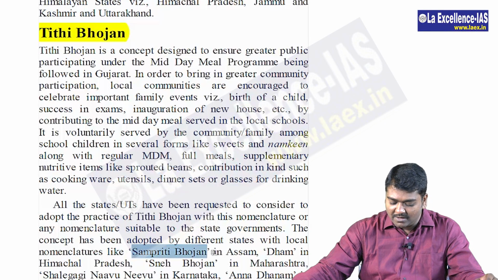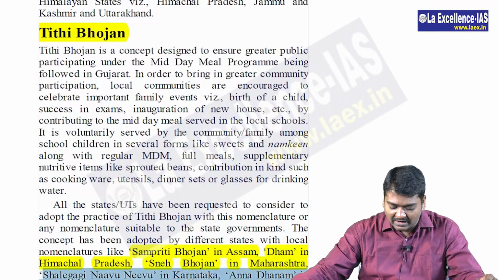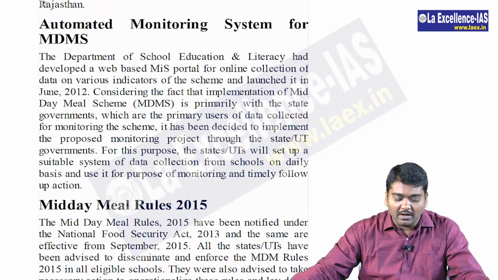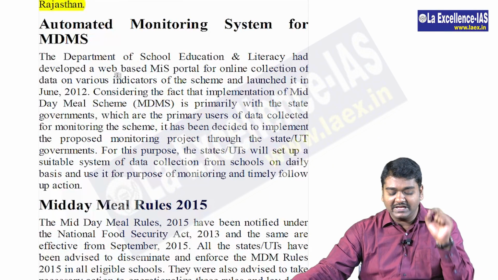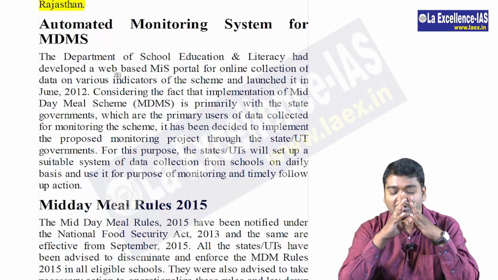You can see Sampriti Bhojan in Assam, Dham in Himachal Pradesh, Sneh Bhojan in Maharashtra, Shalegagi Navu Nivu in Karnataka, Annadhanam in Puducherry, Priti Bhoj in Punjab, and Utsav Bhoj in Rajasthan. Right guys, so all these are important. Please try to go through this carefully once, right? They may ask you with respect to this.